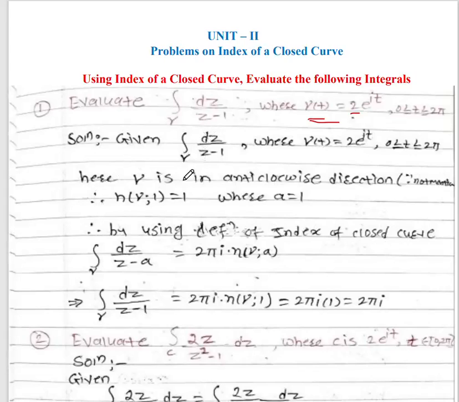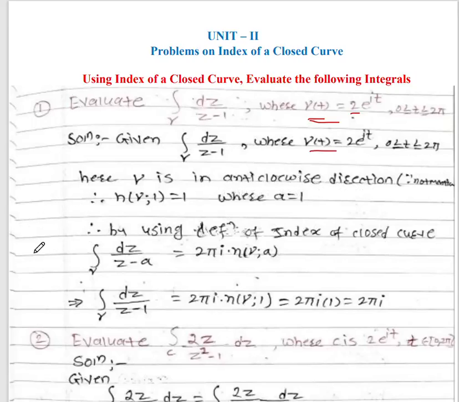Given the integral over gamma dz upon z minus a, where gamma of t equals 2 e raised to the power it, t lies between 0 to 2 pi. Here gamma is a curve in the anti-clockwise direction. If you observe, the direction is not given. In the previous lecture we have already seen that if the direction is not given, then we can assume the direction is anti-clockwise. So here gamma is in anti-clockwise direction.